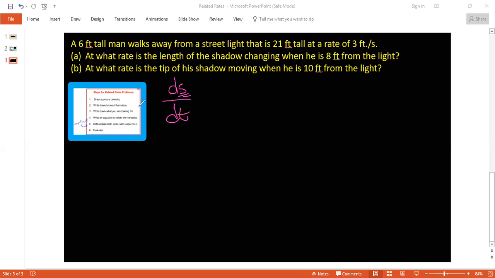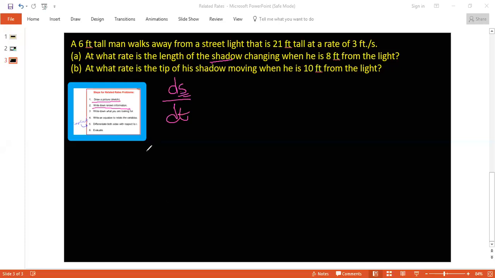So I'm going to go ahead and think of the formula. We already drew the picture, and we know our information. We know that the length is increasing. And I do want to say one more thing. Since it's increasing, all our derivatives are positive, because as you walk away, the shadow gets bigger and bigger. So that's why we're using positive.